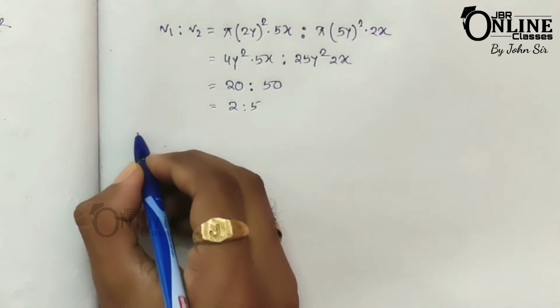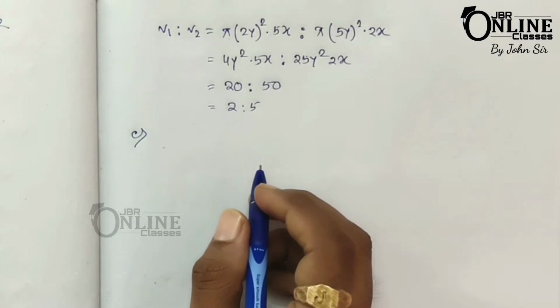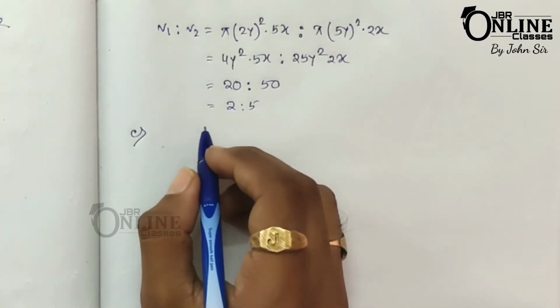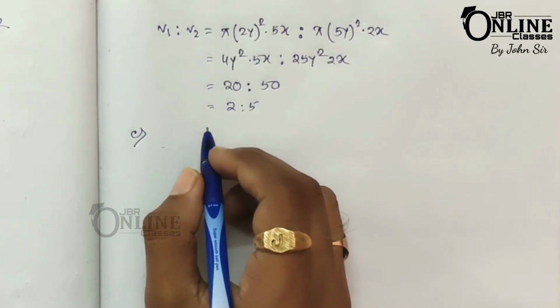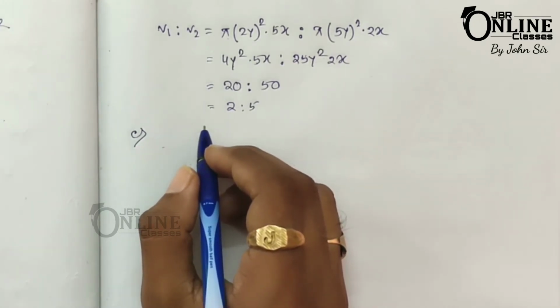Now the next part, part C. In part C, the question is: the height and radius of the base of a right circular cone are half of the corresponding height and radius of the bigger cone. Now find the ratio of their volumes and the ratio of their lateral surface areas.